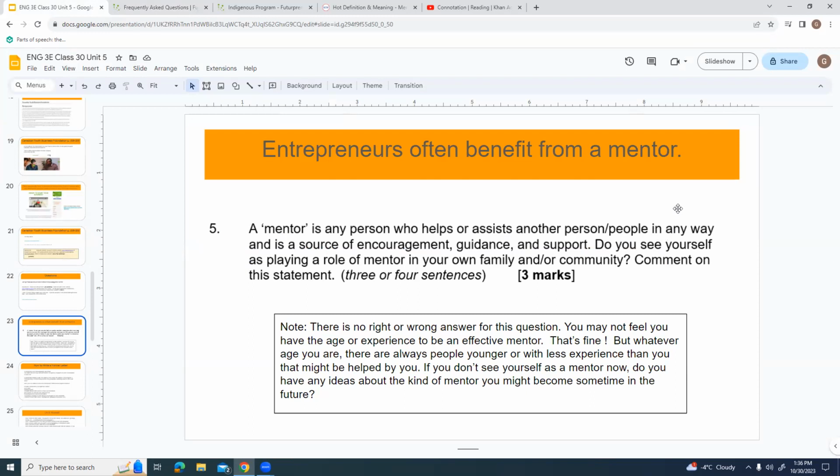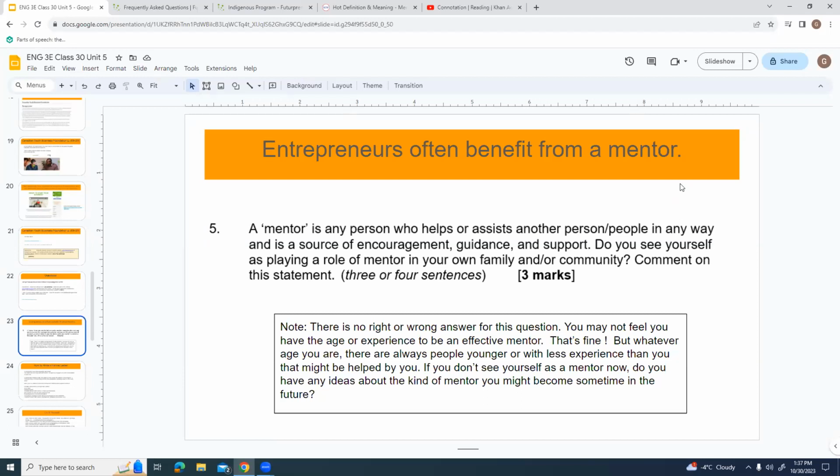Entrepreneurs often benefit from a mentor. A mentor is any person who helps or assists another person or people in any way and is a source of encouragement, guidance, and support. Do you see yourself as playing a role of mentor in your own family and or in the community? Comment on this statement with 3 or 4 sentences, and that's worth 3 marks.